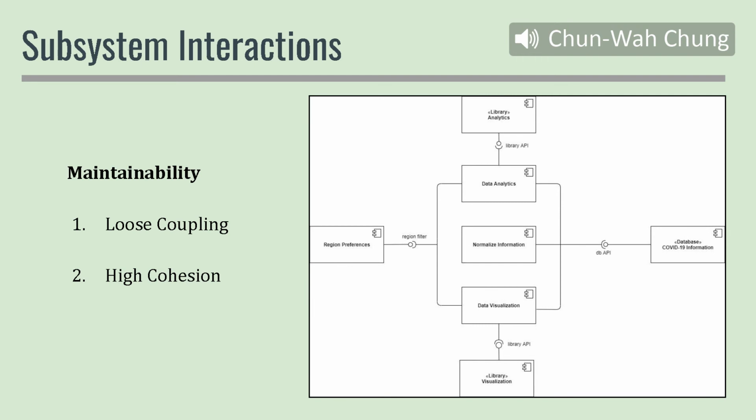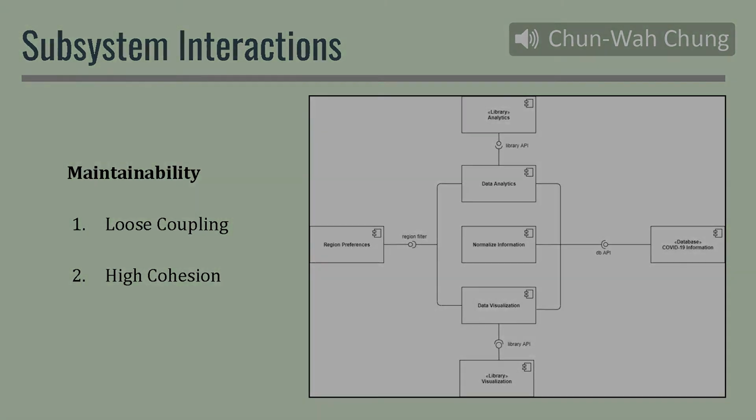The organization of subsystems is driven by keeping code DRY and good design through maintainability. Maintainability is achieved through low coupling and high cohesion. We want to minimize dependencies. Subsystem interaction should only be done when necessary. We also want to group tightly related components together. Elements that work together to provide specific functionality should be componentized.